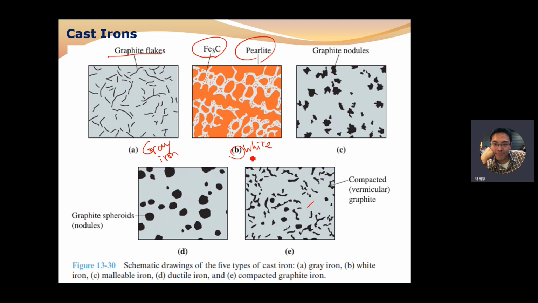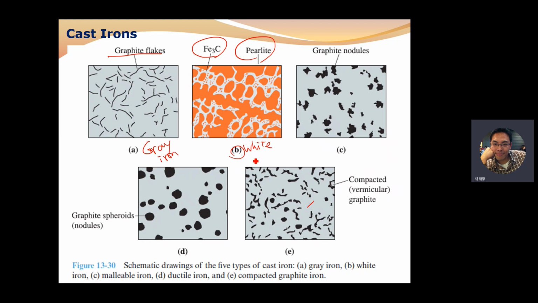Okay, for figure C, its graphite morphology is nodular. So it's a malleable cast iron. And in figure D, the graphite shape is spheroidal, or nodular. It's more like a sphere. Therefore, it has a higher ductility.